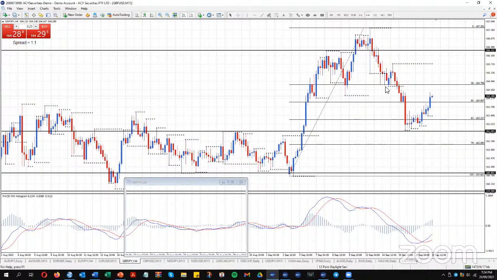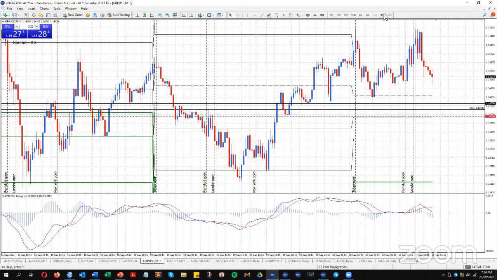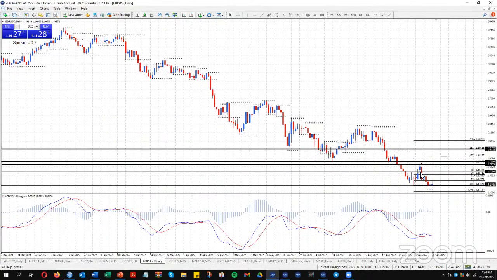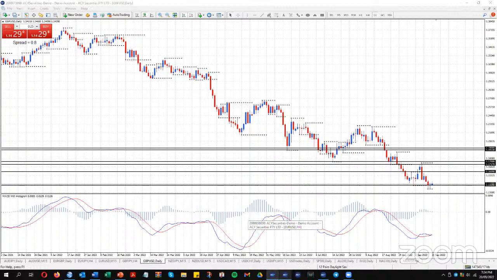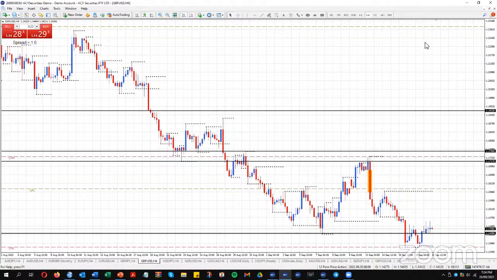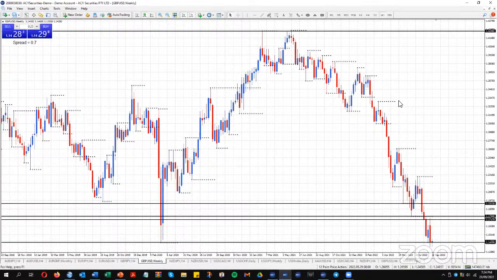All right, pound dollar. Now, just have to clean off. Let's clean that off. I might go to my other charts because I've got them set up with the fib. Here we go. So I just want to look at the weekly.